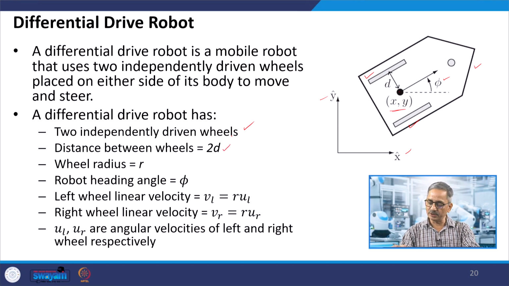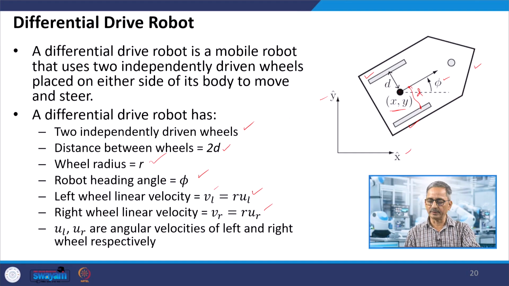Distance between them is 2d, this d, and then you have this d over here. Okay. Wheel radius is given, robot heading angle is there. Then left wheel velocity I can write r into ul, where ul is the left angular velocity. So, it is basically v is equal to r omega, right. So, that will be giving the tangential velocity of the left wheel. Likewise, I can have the tangential velocity of the right wheel.